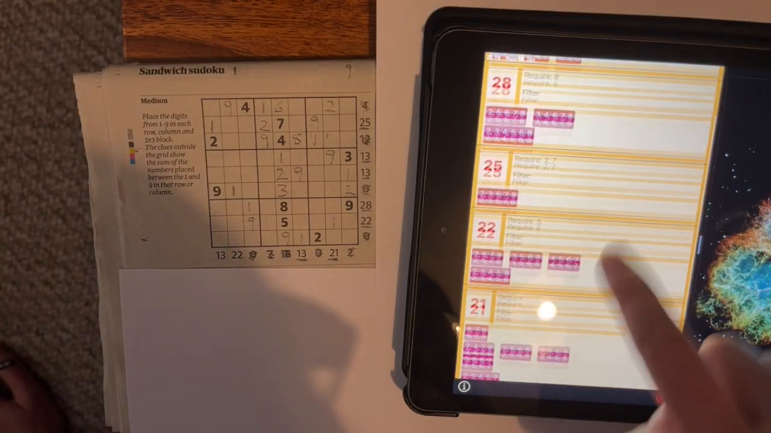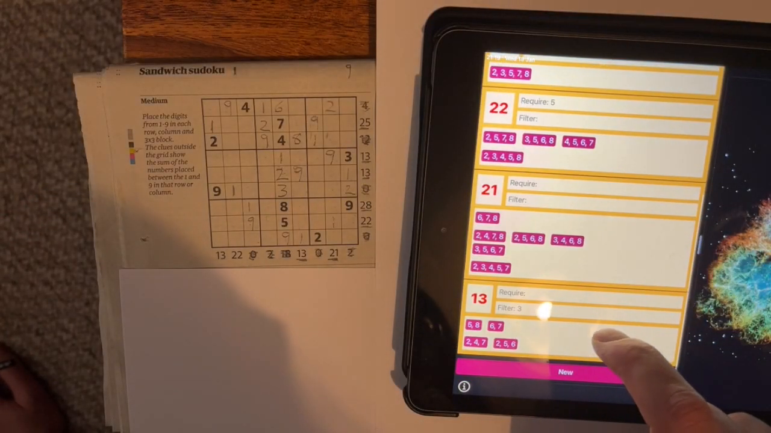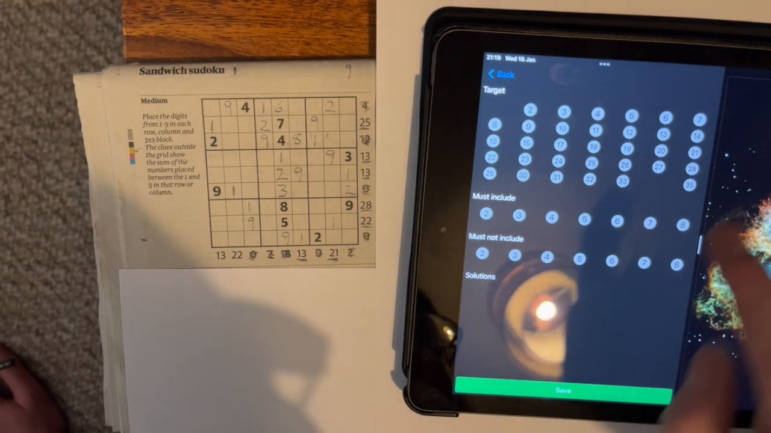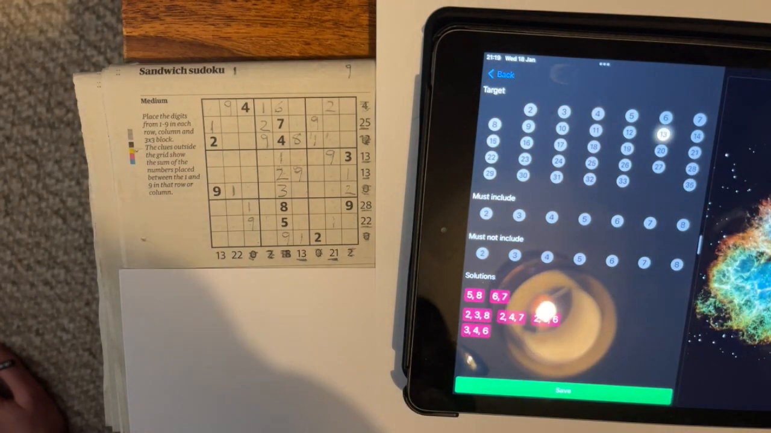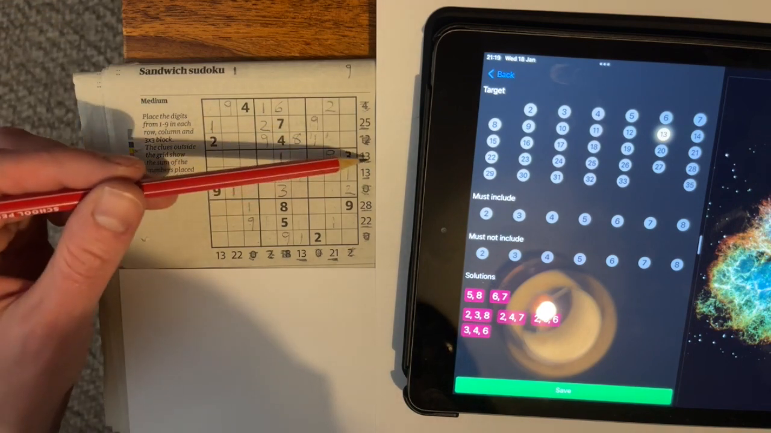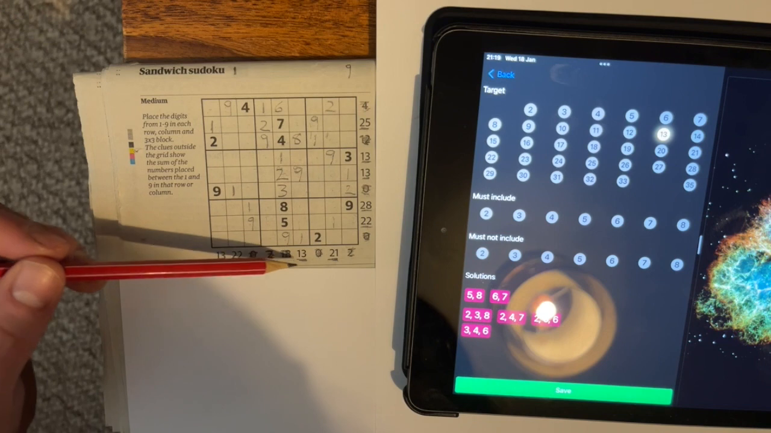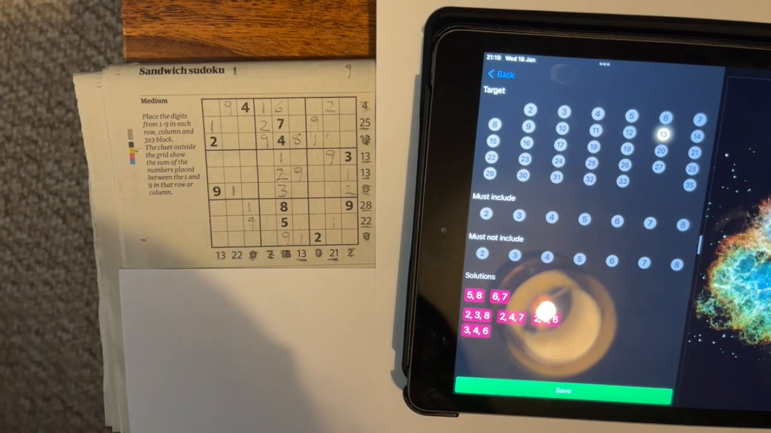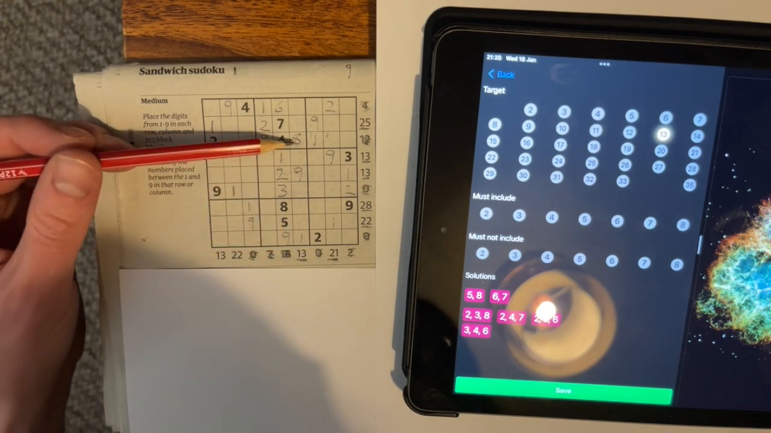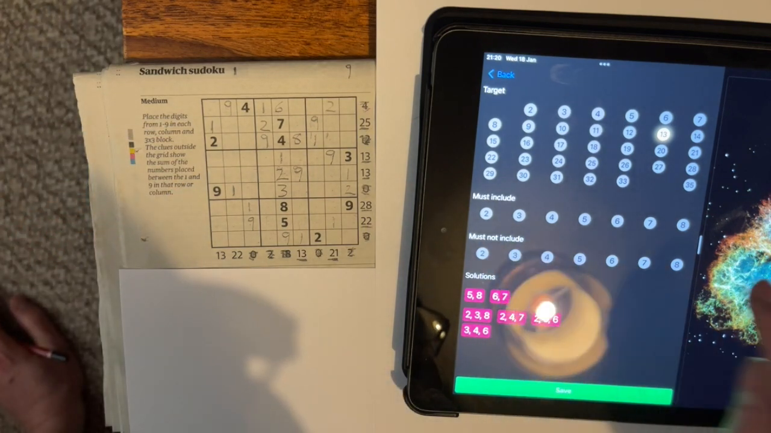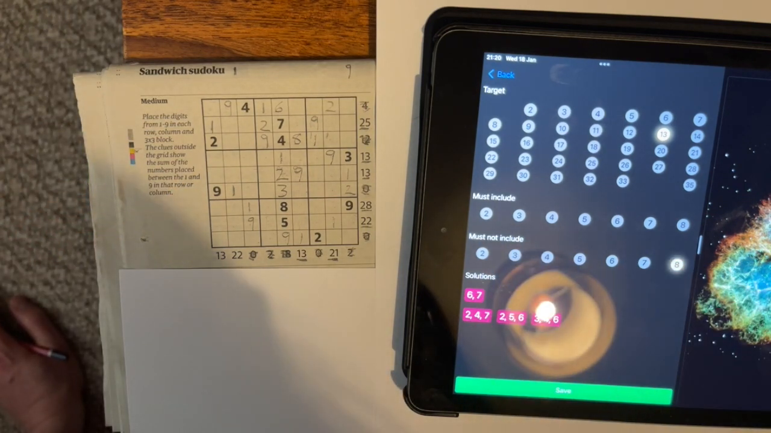So I'm going to use the app again, and I'm going to create a new 13 because I know we've got lots of 13s. I think we put the values in for these two before, or maybe it was this one, but I don't think we did this one. So I'm going to do this one because we know we can't put an 8 in there, so we can do must not include 8, which narrows it down a bit.